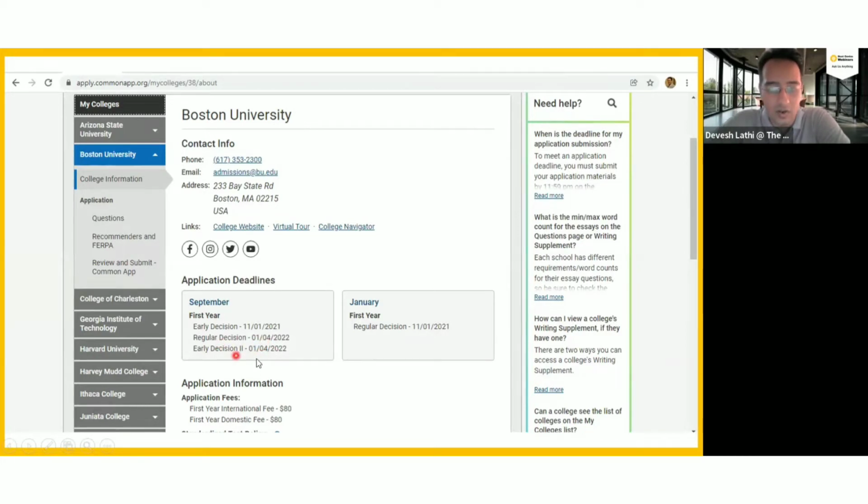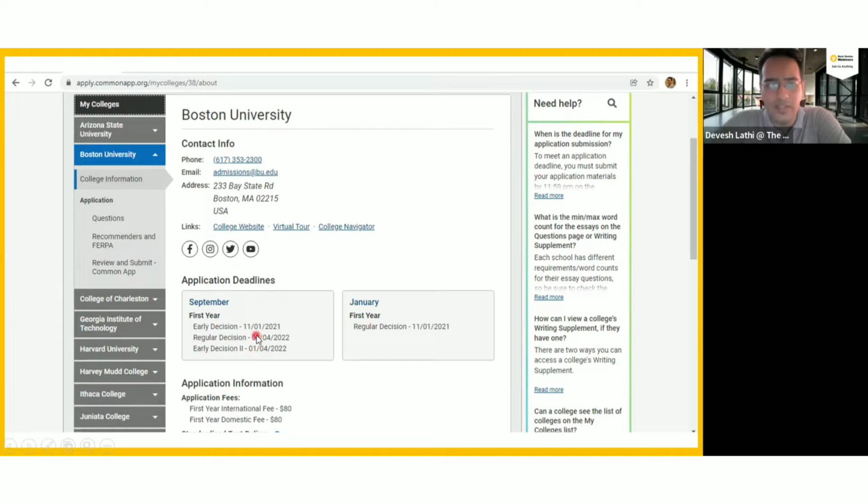That means if you are applying in the regular deadline date, you can either select the regular decision deadline or the early decision 2 deadline. Early decision means if you're damn sure that you want to go to BU and that if you get accepted, you would definitely enroll and go with this ED2 deadline, right?